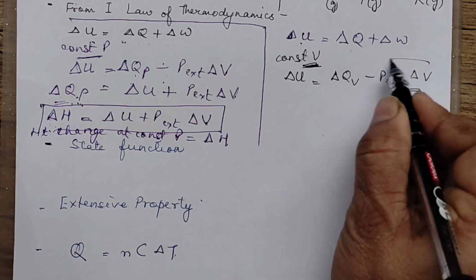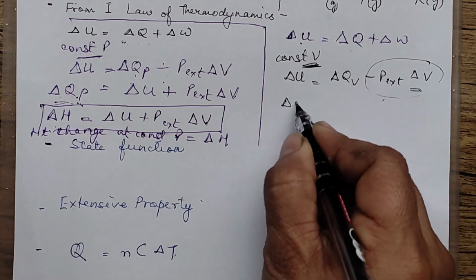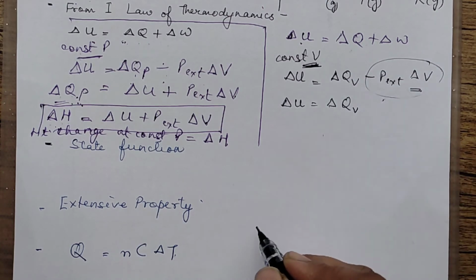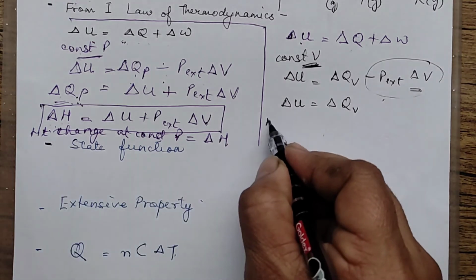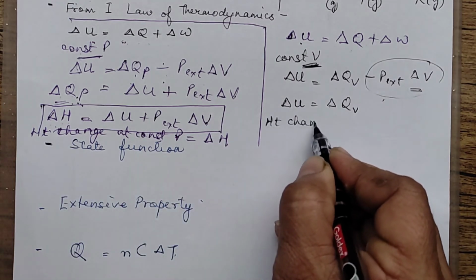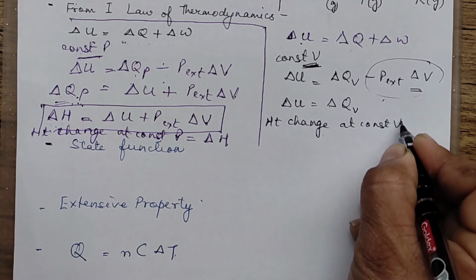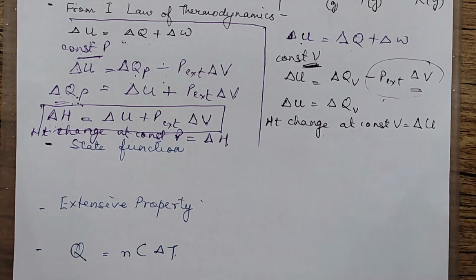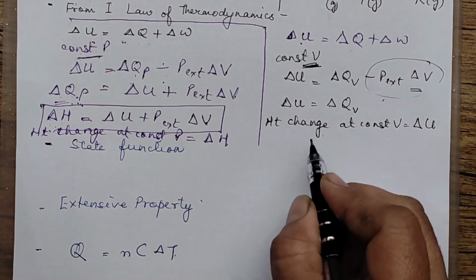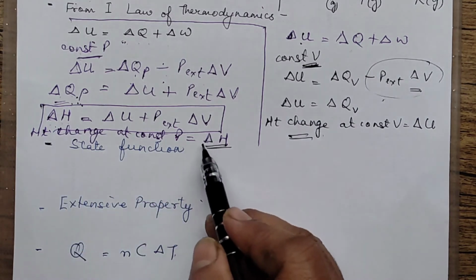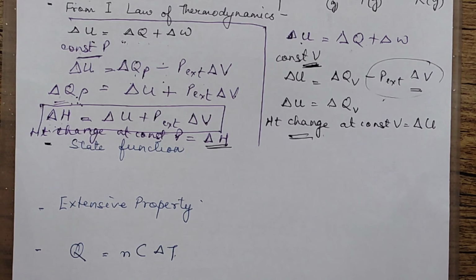Change in the volume is 0, which means this term becomes 0. So what are we left with? Delta U is equal to delta Q_V. That means the heat change taking place at constant volume is delta U. These are two very important statements. One, the heat change taking place at constant pressure is delta H, and the heat change taking place at constant volume is delta U. Got it?